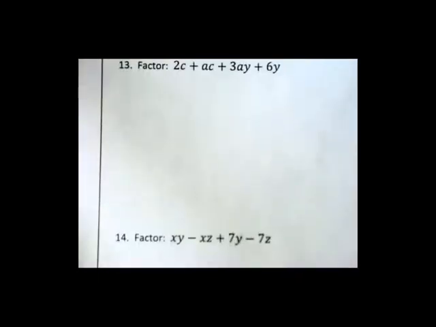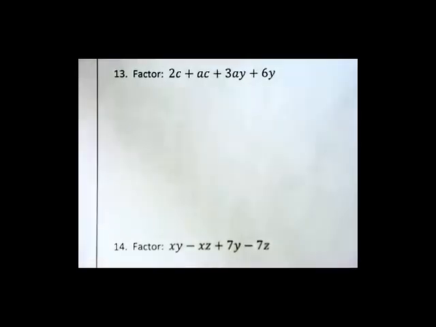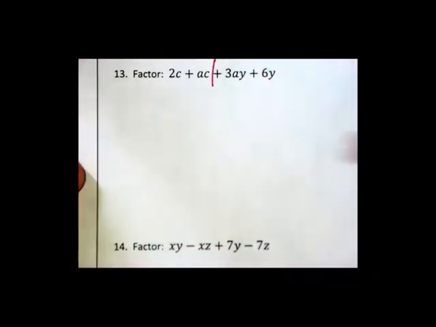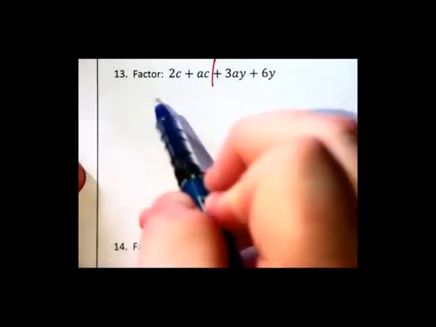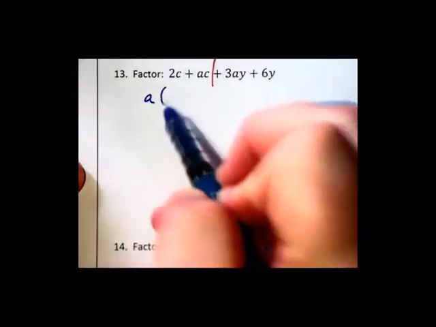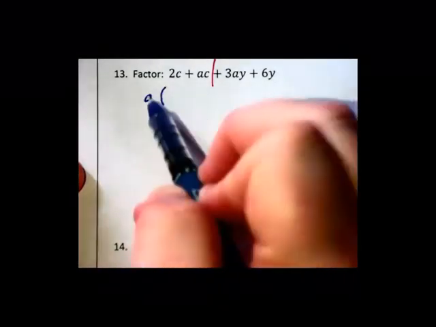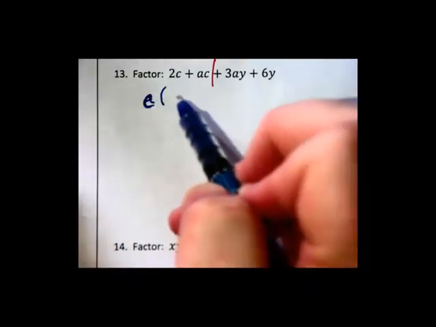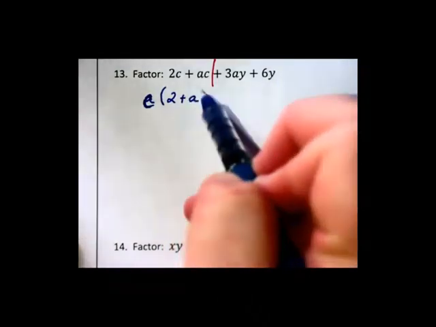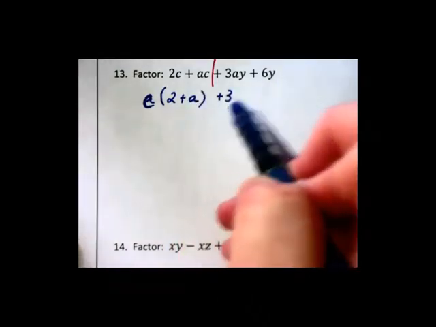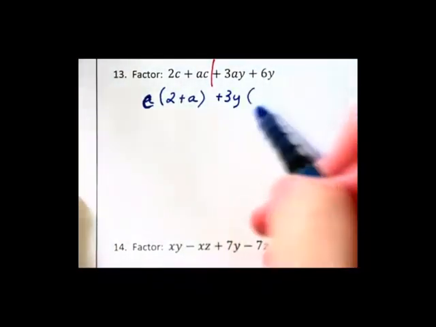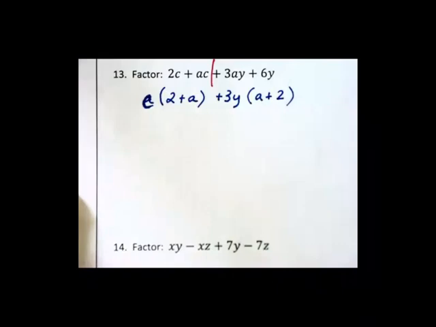Number 13 has 4 terms in it. But before we move on to the grouping method, we look for a GCF but don't find one. So I'm going to split that baby down the middle. A goes into the first 2 terms, so dividing it out we have 2 plus A. And then I see a 3y going into the second 2 terms, and that leaves us with a plus 2.